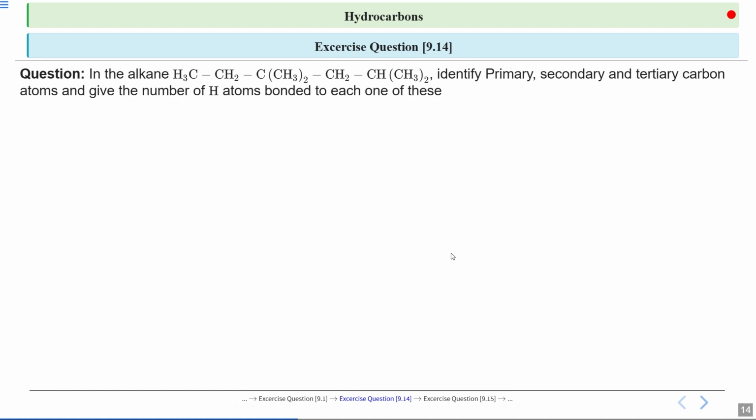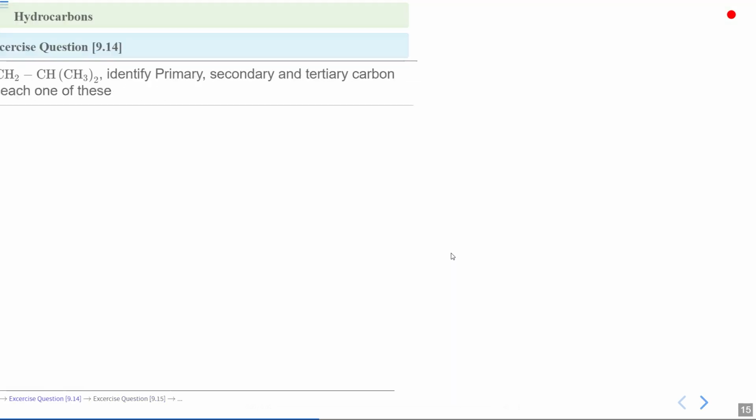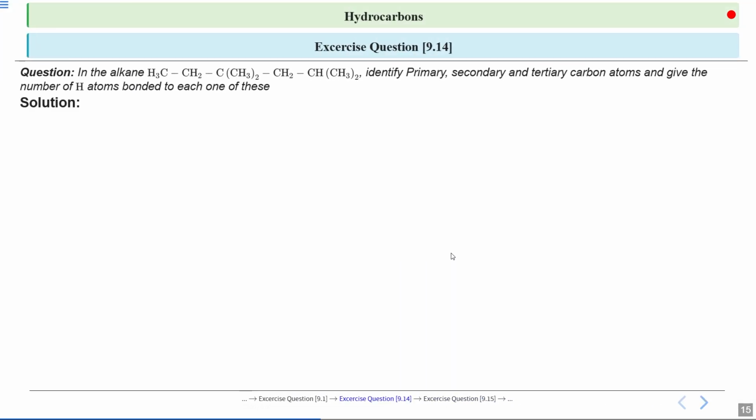Now let us do the second NCERT question, 9.14. The question asks us that in the alkane CH3CH2C(CH3)2CH2CH(CH3)2, identify the primary, secondary and tertiary carbon atoms and give the number of hydrogen atoms bonded to each one of these. How will you do it? So let's have a look at the solution for that.